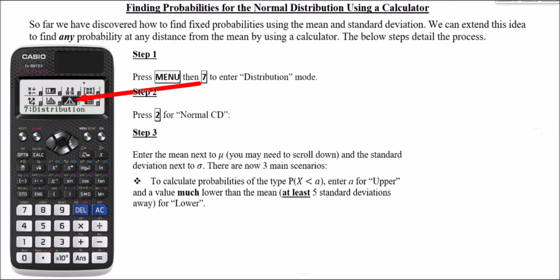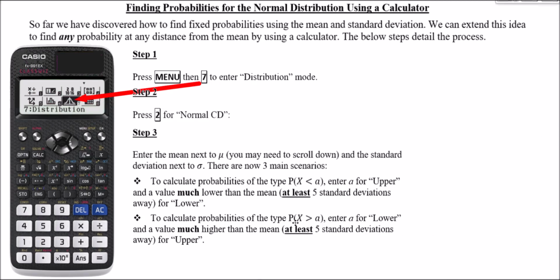The second scenario is if you want to find the probability of being higher than some value. So let's imagine I wanted to find the probability that my observed variable is, say, 85 or higher.